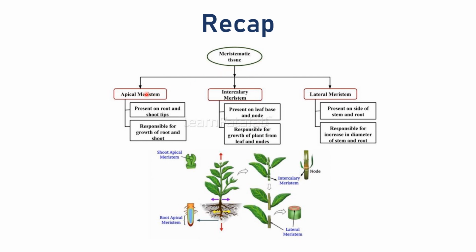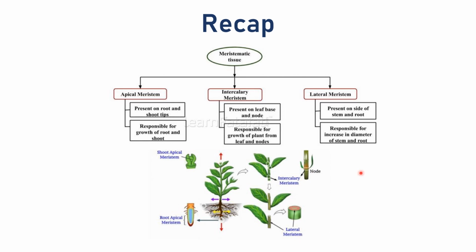Now, apical meristematic tissue is present at the growing tips of stems and roots. These are the roots here, and over here at the top is the apical, that is at the top, right? So they are responsible for the growth of the plant. They help in increasing the length of the plant, right? So this is known as primary growth. Increasing in the length of the plant is known as primary growth, right?